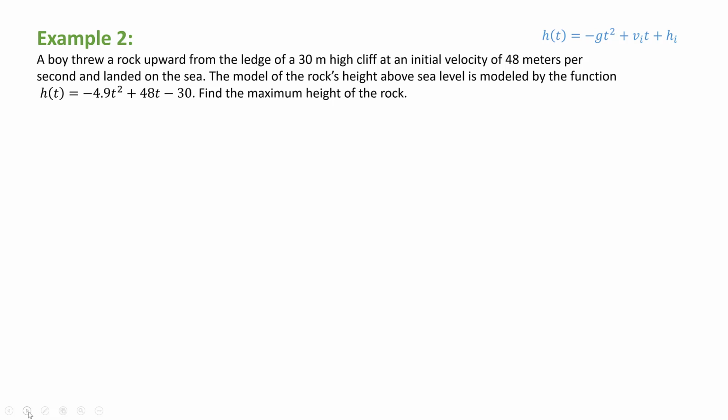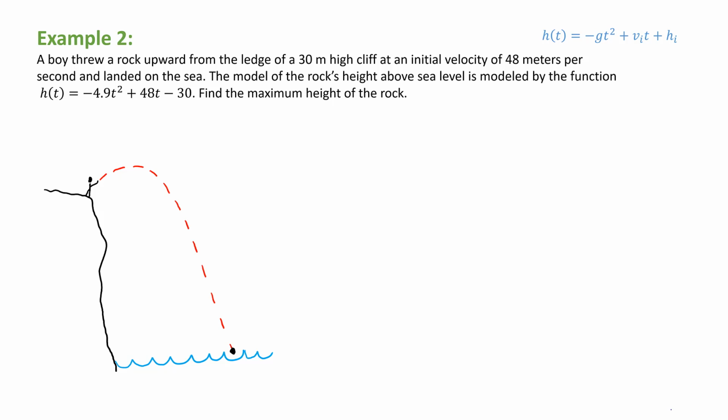Example 2. It says, a boy threw a rock upward from the ledge of a 30-meter high cliff at an initial velocity of 48 meters per second and landed on the sea. The model of the rock's height above sea level is modeled by the function h of t equals minus 4.9 t squared plus 48 t minus 30. Find the maximal height of the rock. Okay, so the question is to find the maximum height of the rock.